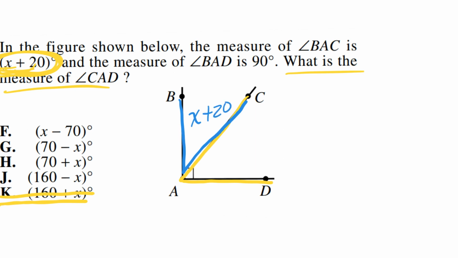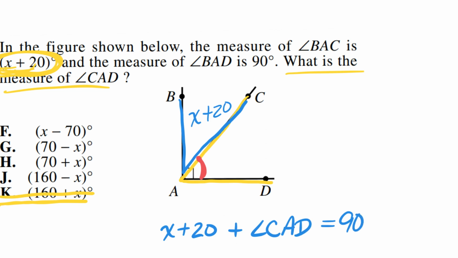We are looking for angle CAD. Together, these are what's known as complementary angles. Complementary angles add up to be 180 degrees. So angle BAC, we know to be x plus 20. Angle CAD, we're looking for. But according to our figure, we know that they equal 90 degrees.